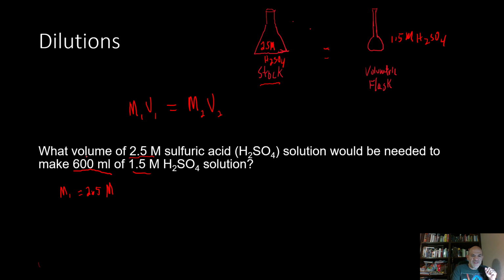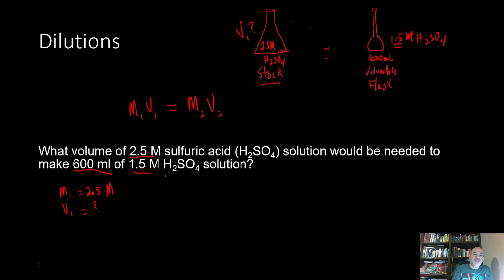Now, this is asking what volume of this do we need to put in this container, which is a 600 milliliter container? What volume of this do we have to put in there so that when we fill this to 600 milliliters, it gives us a 1.5 molar solution? The volume we need to take from the stock, we don't know. That's usually the unknown. We need to take a certain volume, and that depends on what concentration we want to make, and how much we want to make of that diluted solution.